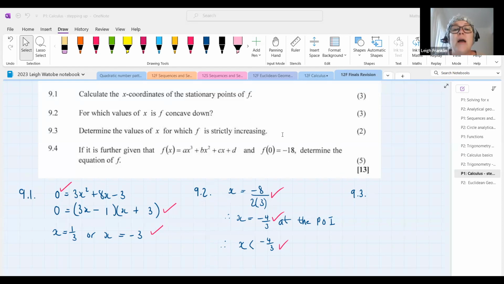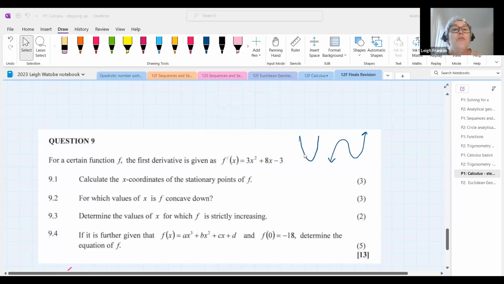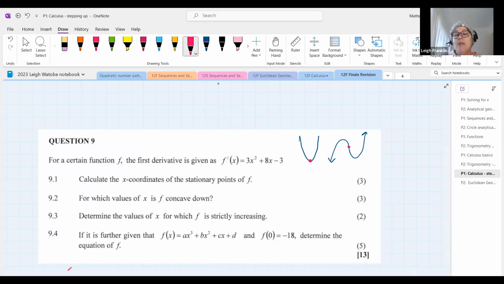Okay, so Unica, let's just go through 9.2, right? Where they said for which values of x is f concave down. So the graph of the derivative, the x-coordinate at the turning point on the derivative is the same as the x-coordinate at the point of inflection. If we want to know what this value of x is on the graph of the derivative, we have to use x equals negative b over 2a in order to work out the x-coordinate at the turning point. And the x-coordinate at the turning point on the parabola is the same as the x-coordinate at the point of inflection on the cubic.